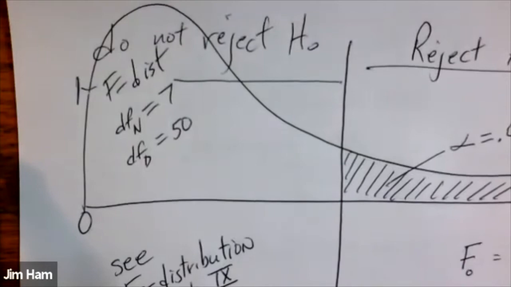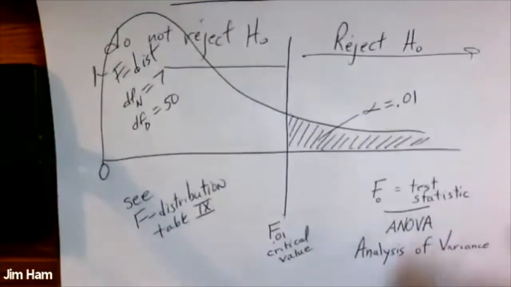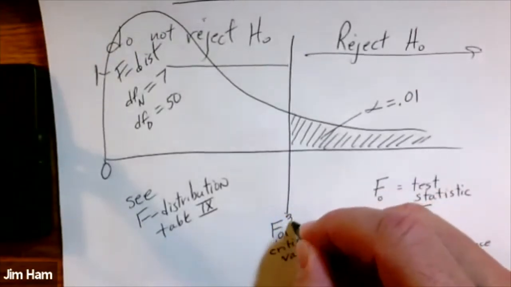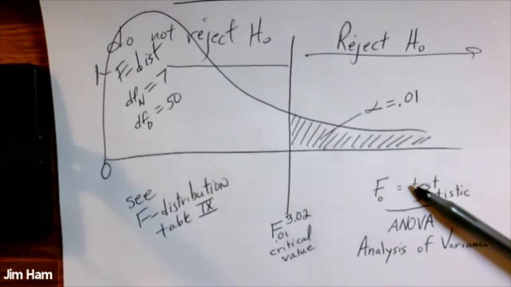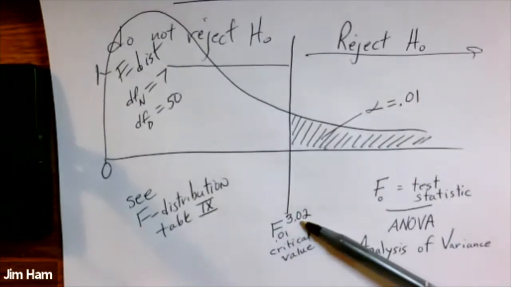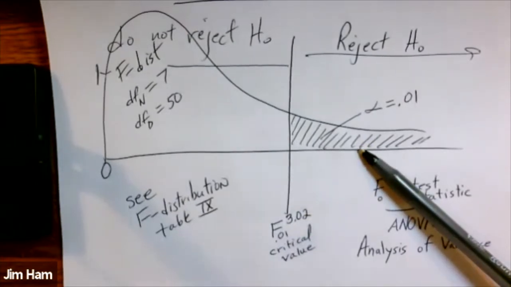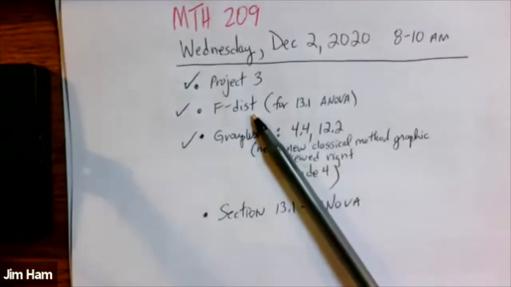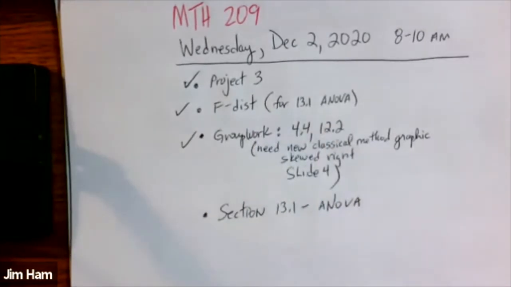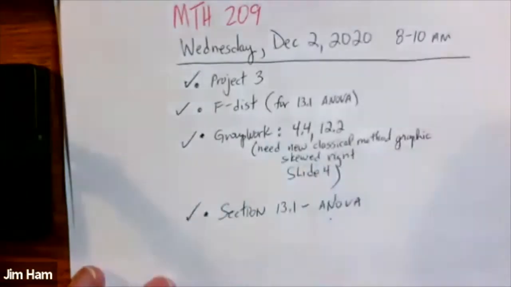So to complete my picture, this number right here would be 3.02. So any test statistic that we calculate that takes us higher than 3.02 would put us over here, and then we would reject the null hypothesis. All right, we will be coming back to this as we do additional problems. And so we'll look at more examples for this. All right, now let's go into the ANOVA test.